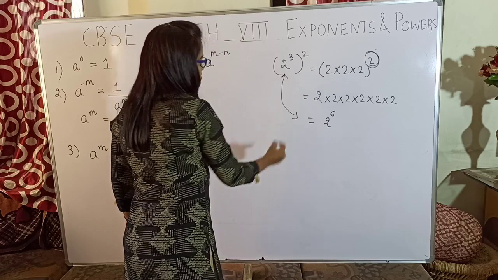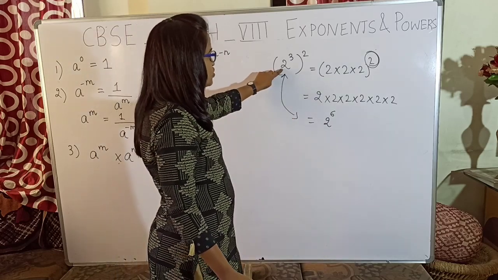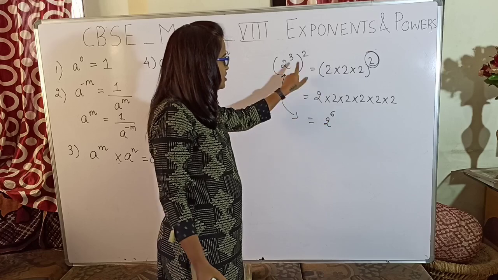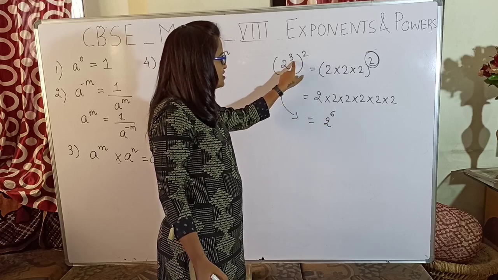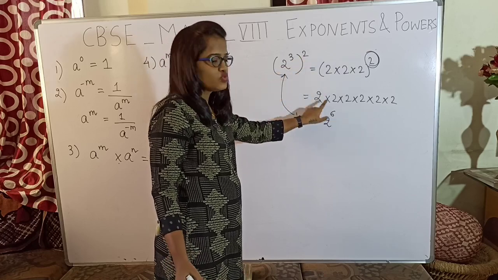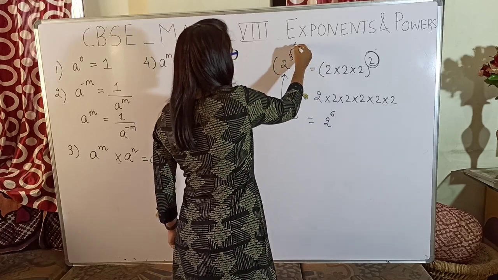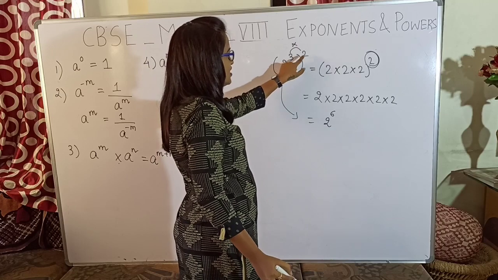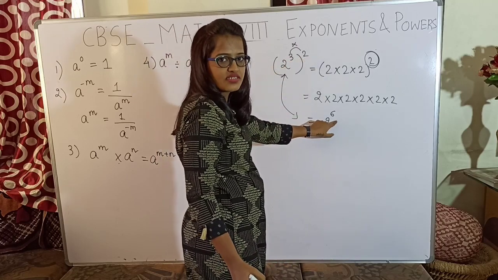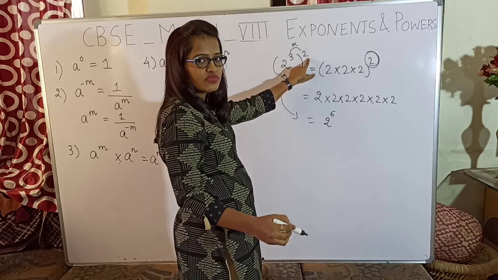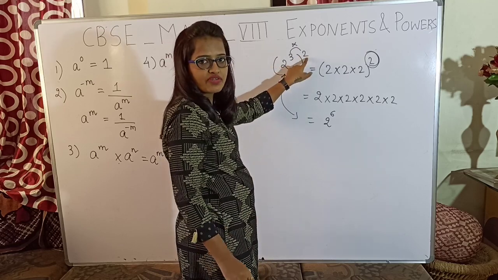Comparing these two terms, what can you see? The 2 was the base, so definitely the base will remain the same. But what happened to the index? Here it is 3 and 2, and here it is 6. So what happened to the index? The index got multiplied. 3 2s are 6. Yes, because this bracket was being repeated how many times? The number of times it was written in the power.